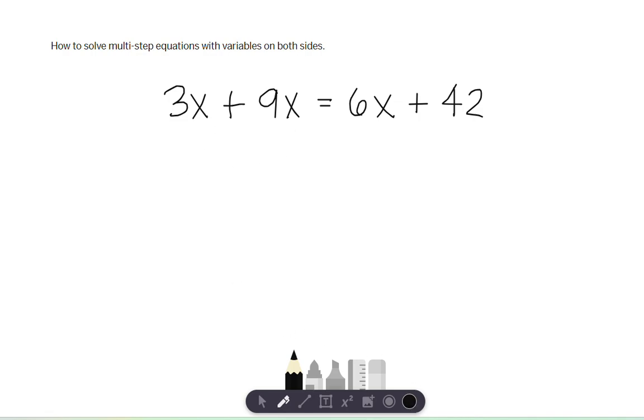Here's another quick video. This one's talking about multi-step equations when you have variables on both sides of the equal sign. Okay, so you can probably see that I have x's here and here. So there's a couple of things going on.